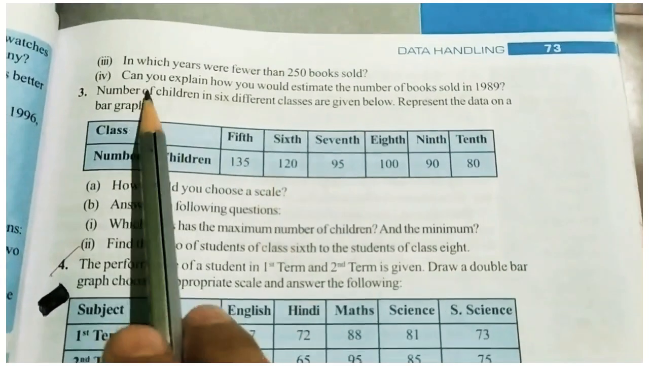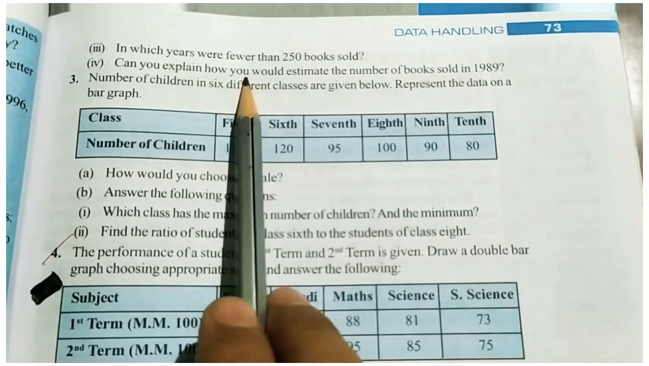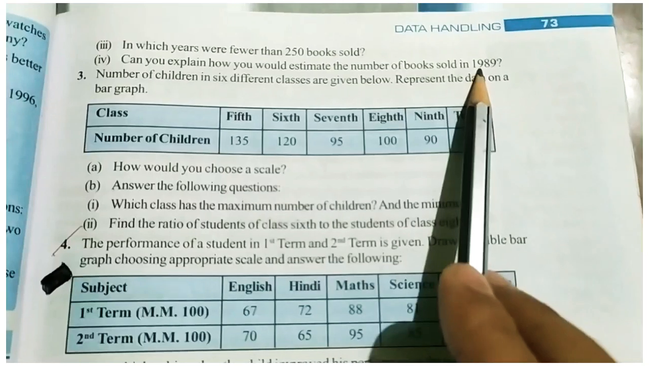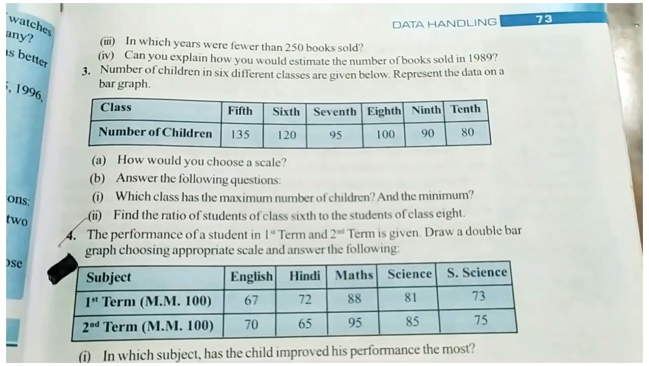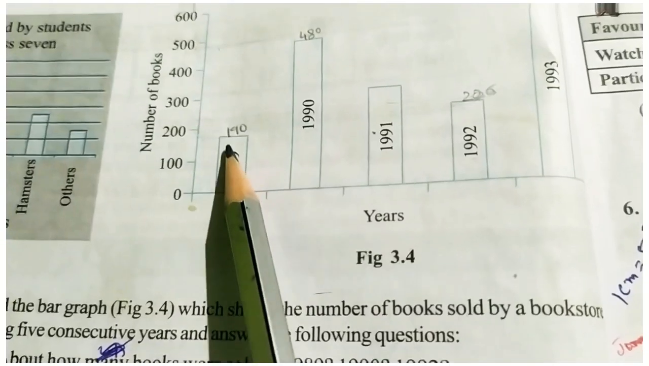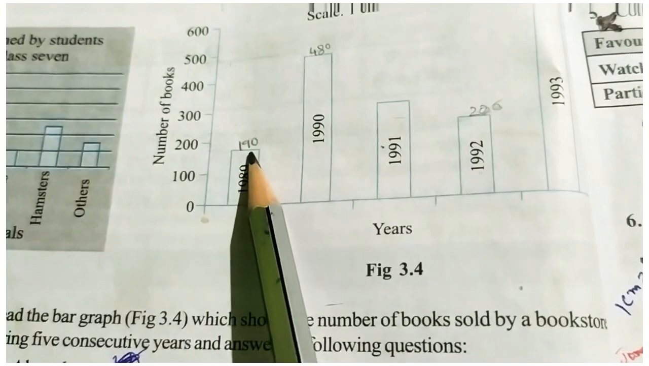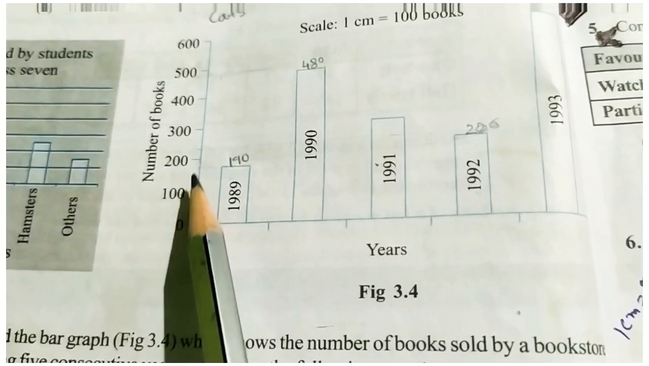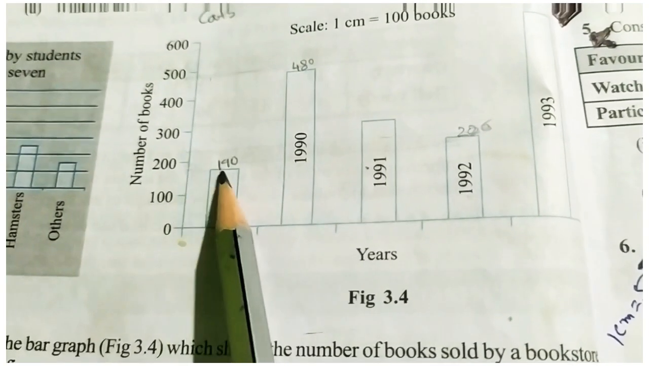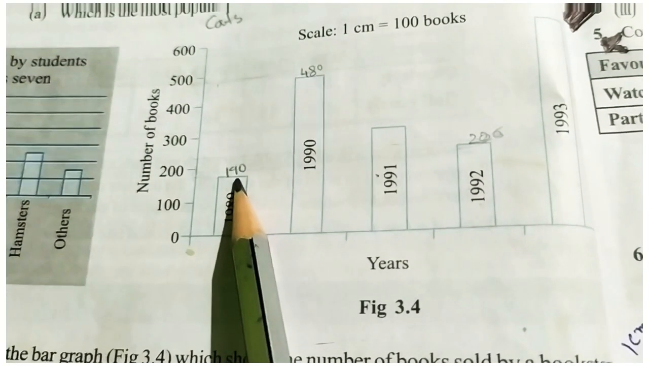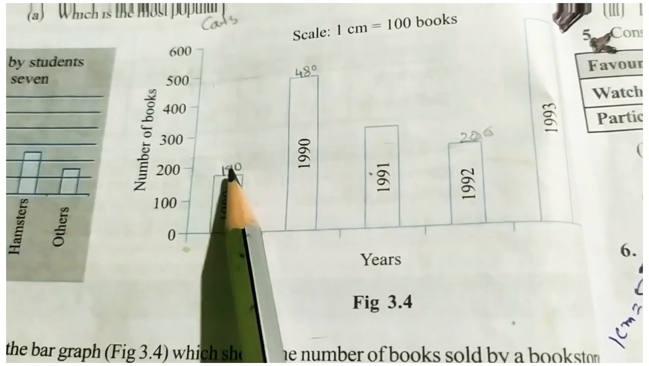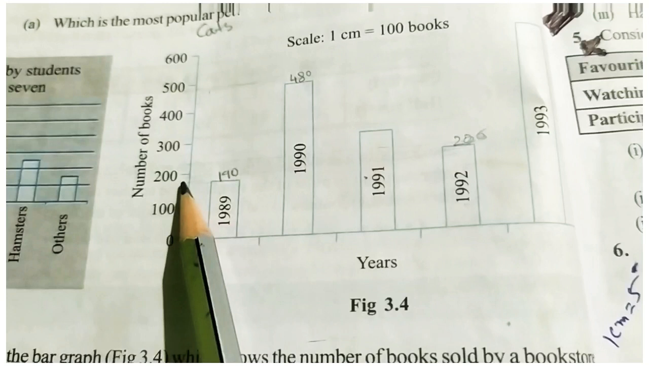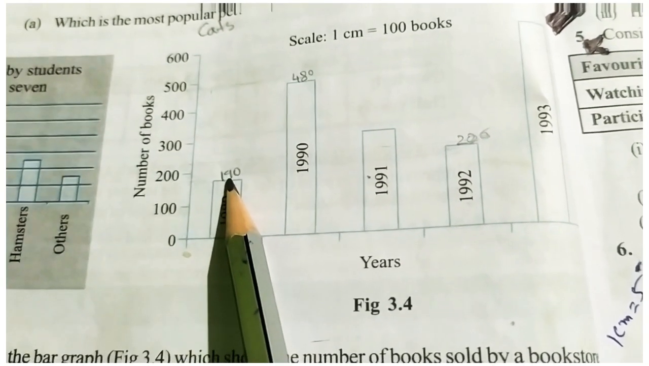Fourth question: can you explain how you would estimate the number of books sold in 1989? So I will estimate it as 190 because it is below 200 and more than 100, and also it is near to 200. That's why I am estimating it as 190, which will be rounded up to 200. So our answer will be 200 or 190.